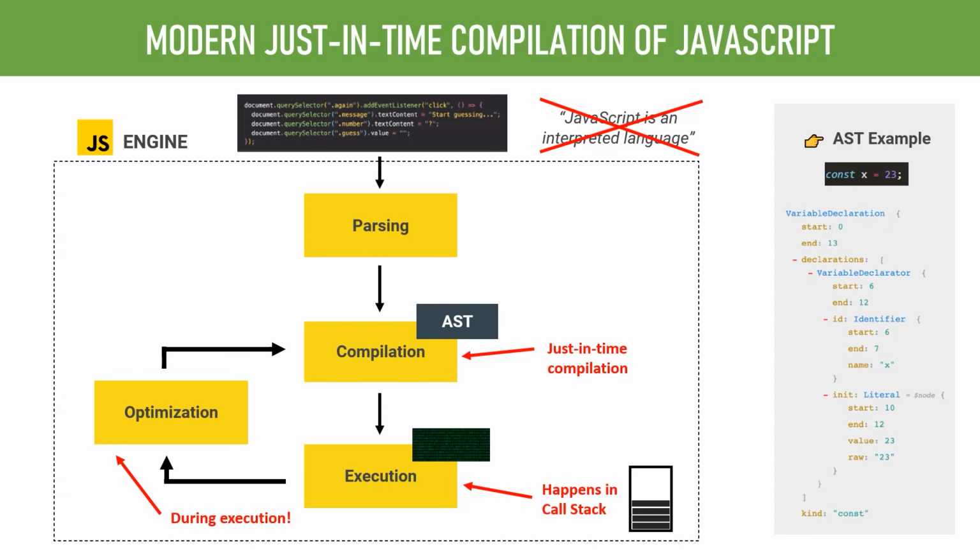And all this parsing, compilation, and optimization happen in some special thread inside the engine that we cannot access from our code. So it is completely separate from the main thread that is basically running the call stack, executing our own code. Now, different engines implement this in slightly different ways, but in a nutshell, this is what modern just-in-time compilation looks like for JavaScript. And the next time someone tells you JavaScript is an interpreted language, you just show them this slide so that they can learn how it really works. Okay?